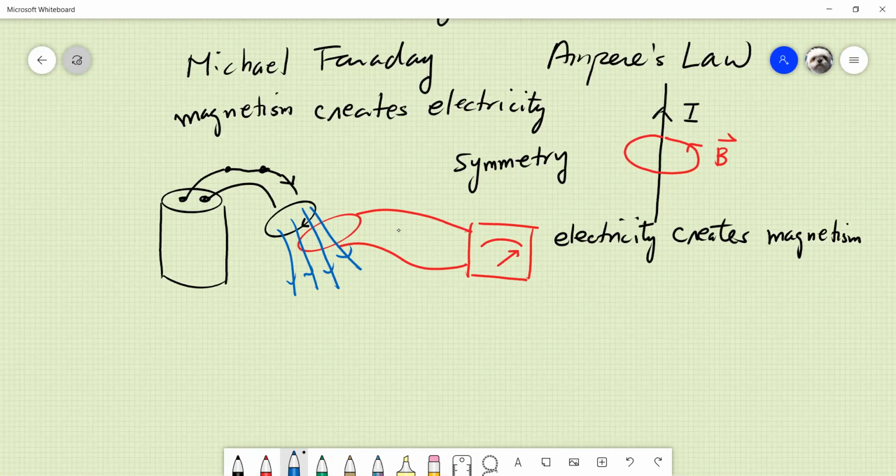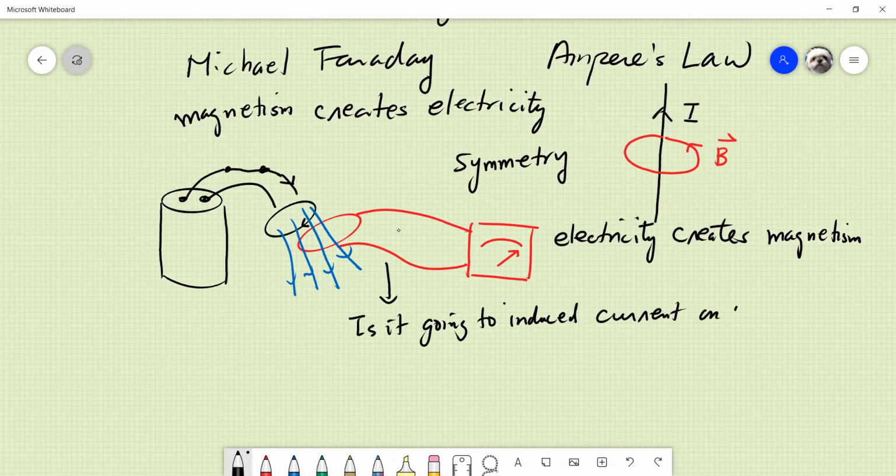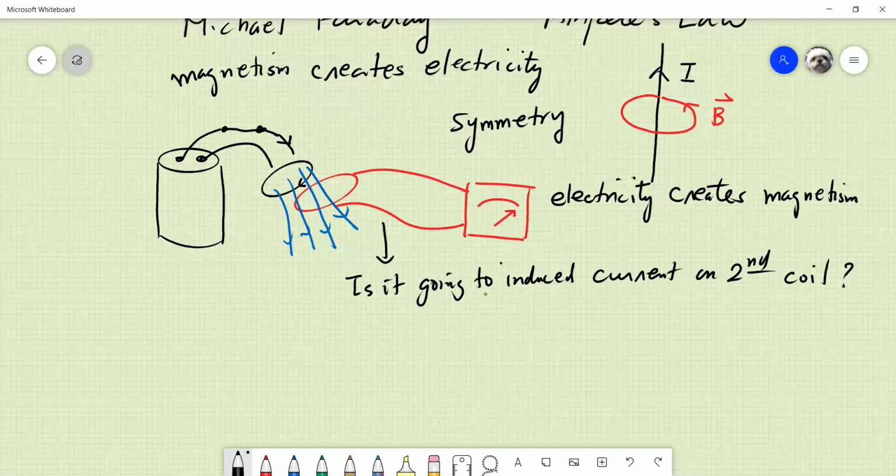Well, the question is, we have this appearance of the magnetic field. Is it going to induce current on the second coil? Are you with me? Hello? Yes, we are here.